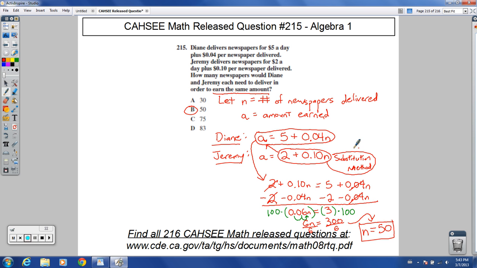Let's just plug that in mentally and check our answers. You can always write more than what I have here, but you can always write down your check as well. I'd have 50 times 4 cents, that would be $2. $2 plus $5 would be $7, and this should also equal $7 if this is going to be the right answer. 50 times 10 cents would be $5. $5 plus $2, that makes me happy. 7 as well. So that definitely is the right answer then. Choice B for 215.